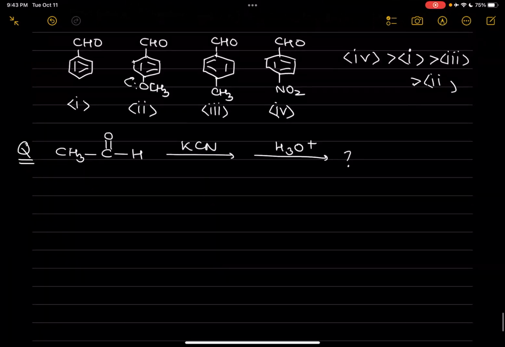Common name of the product, because it is given in NCERT, so that's why I'm asking common name. You need to know it very well. Because if it is given in NCERT, it can come in any examination. His common name is lactic acid.